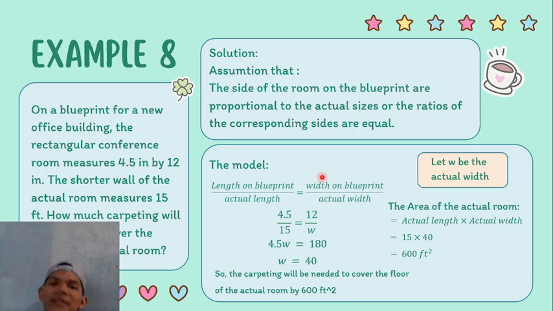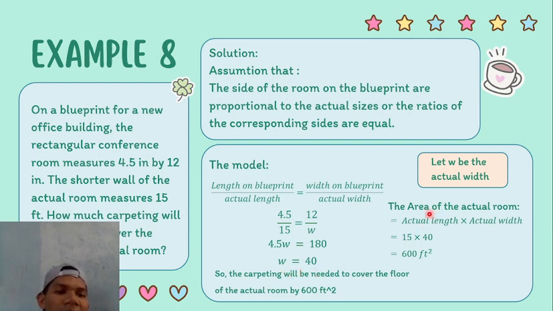Solution: assume that the sizes of the room on the blueprint are proportional to the actual size, or the ratios of the corresponding sides are equal. Let W be the actual width. So we get length on blueprint divided by actual length equals width on blueprint divided by actual width: 4.5 divided by 15 equals 12 divided by W. Cross multiplying, we get 4.5W equals 180, so W is 40.